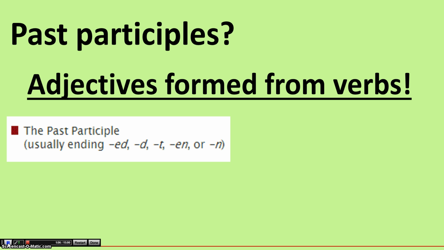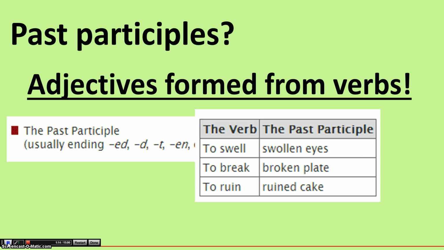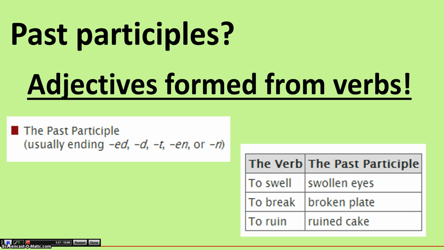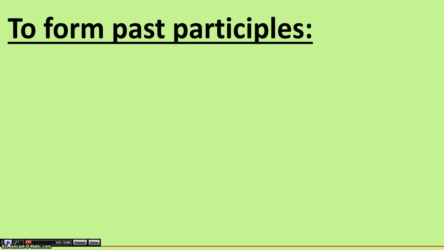In English, past participles usually end in ed, d, t, en, or n. Let's look at some examples. For instance, I have the verb to swell. I can make an adjective out of that verb to swell and say swollen, like swollen eyes, or to break, broken, or to ruin, ruined. So now, hopefully, you have a better idea of what a past participle actually is, so we can talk about how to form them in Español.